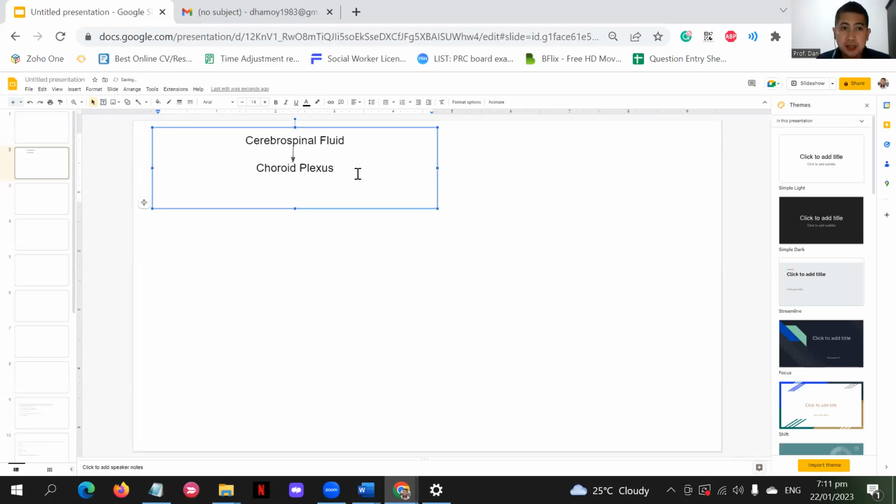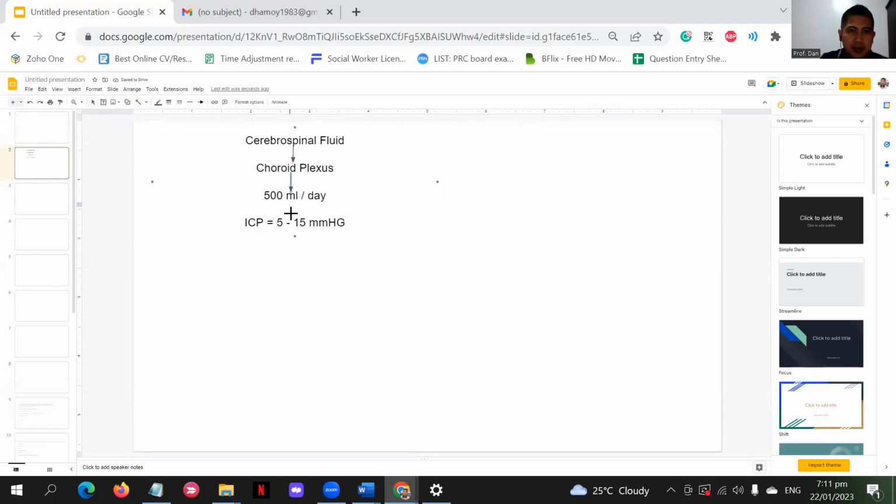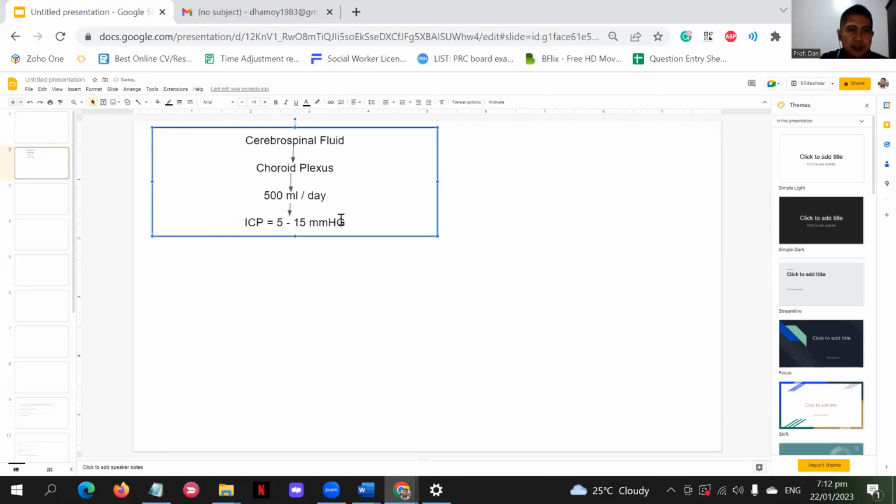Question. How much does our choroid plexus produce every day? How much? How many ml per day? Very good, Ma'am Charlotte. It's 500 ml per day. And that is equivalent to how much ICP? That is equivalent to the normal ICP, which is 5 to 15 mmHg. The 500 ml per day, that is equivalent to 5 to 15 mmHg, or 80 to 180 mmHg. Yeah.